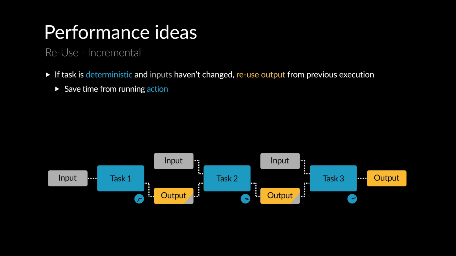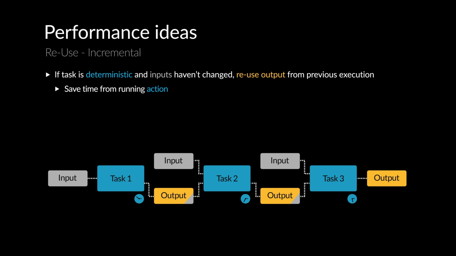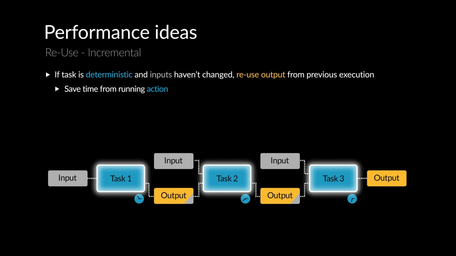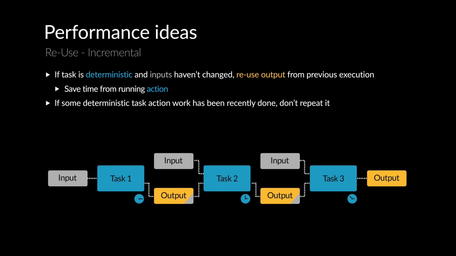Build systems were modified to track the inputs being used to create outputs for deterministic tasks and check if the outputs could be reused before executing the action. This feature is known as incremental build support. The idea behind this feature is that if deterministic task action work has been recently done, don't repeat it.